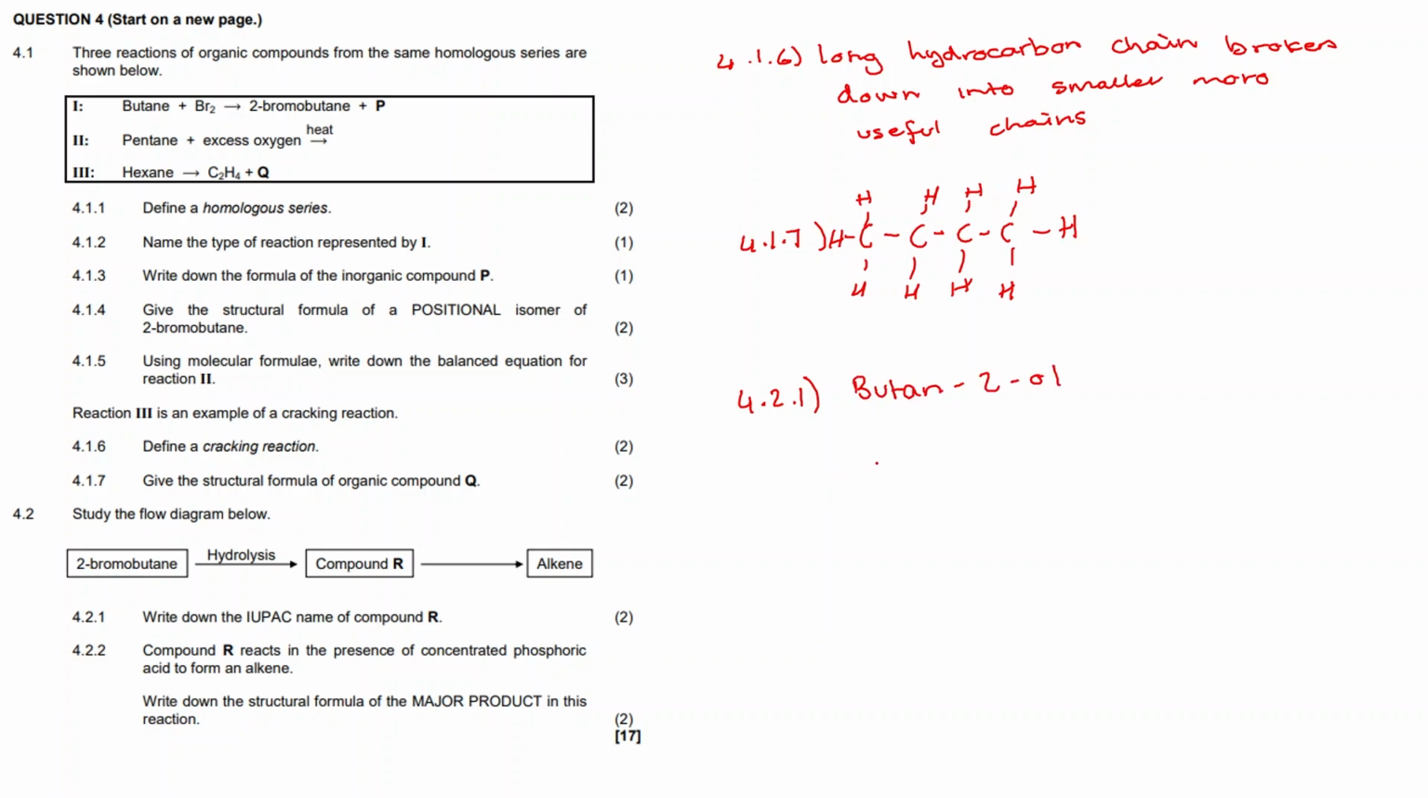Question 4.2.2. Compound R reacts in the presence of concentrated phosphoric acid to form an alkene. Write down the structural formula of the major product in this reaction. So compound R, as we know, is an alcohol, and it reacts with concentrated phosphoric acid to form an alkene. Since the alcohol we have is butan-2-ol, the alkene that will be formed would be but-2-ene, as the OH group from the alcohol will be removed and replaced by a double bond. So our structural formula will look something like this.